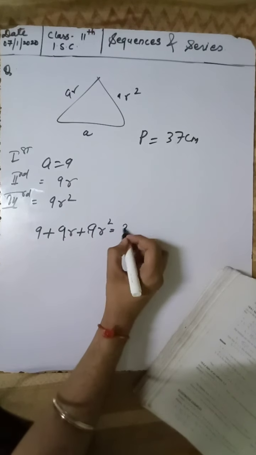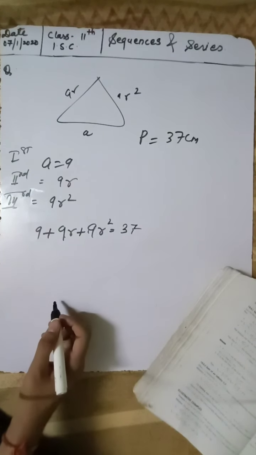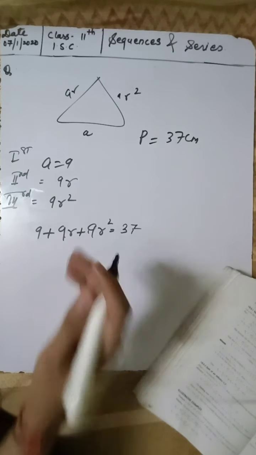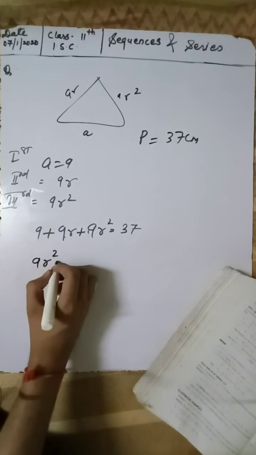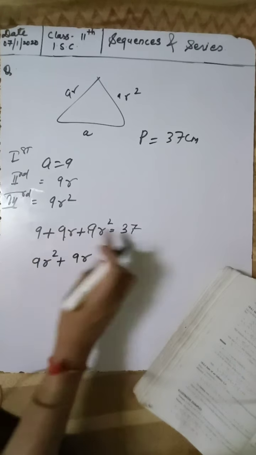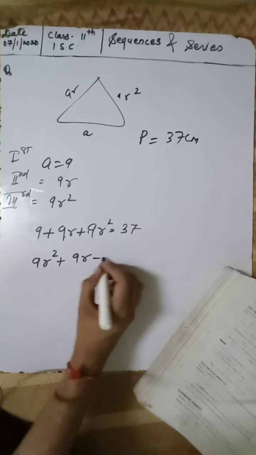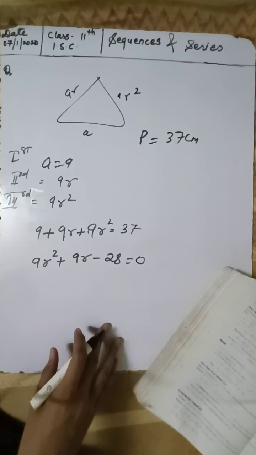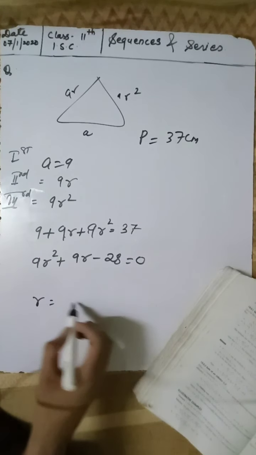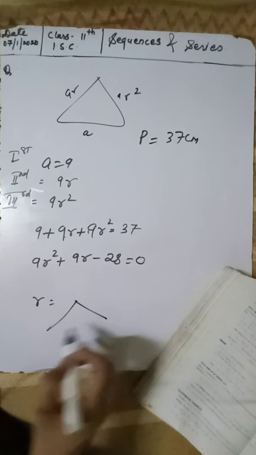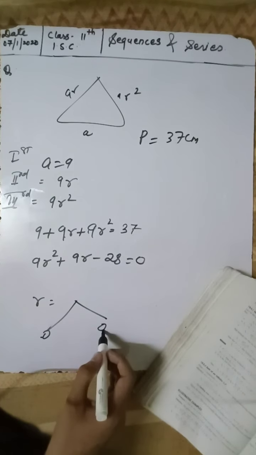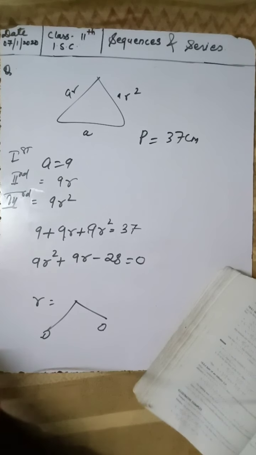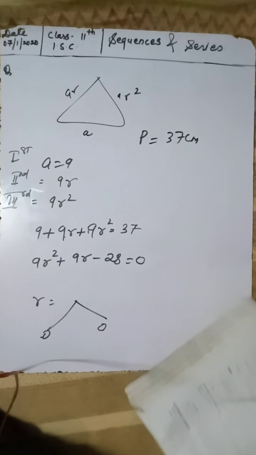9 plus 9r plus 9r square is 37. Okay, and after that take this 37 to this side, so it will be 9r square plus 9r plus 9 minus 37, you will get minus 28 equal to 0. Now this is a quadratic equation, so you need to solve it for r. You'll get two values. From those two values you know what to do, put here, you will get the answer. Okay, so that is how we completed this exercise.